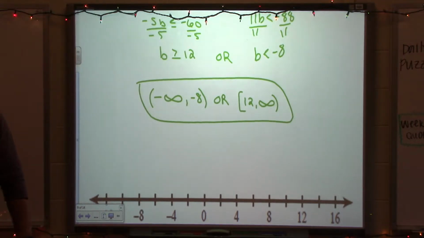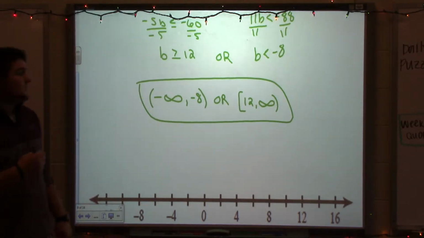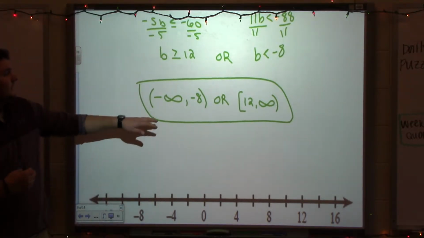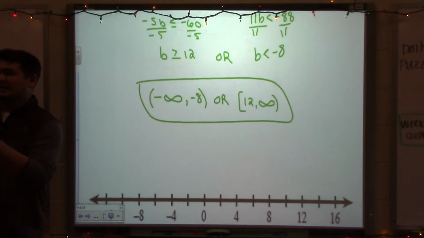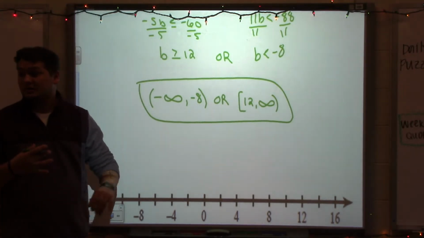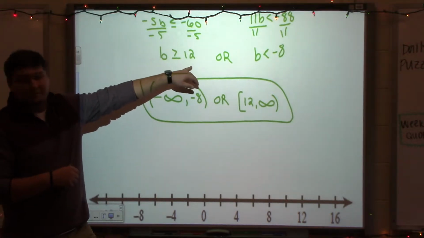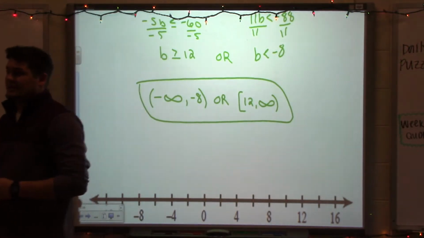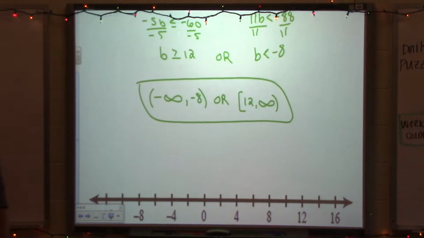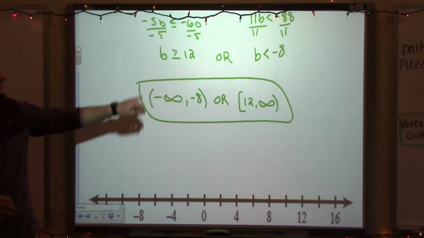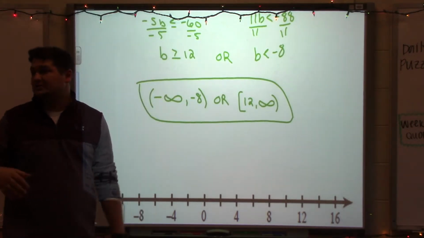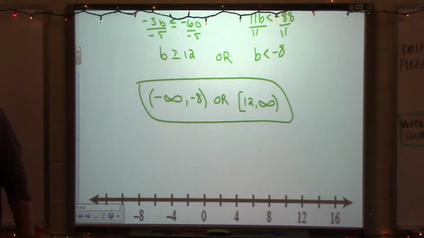So it can't be parentheses, negative 8, comma 12, bracket? That doesn't work. No, because what happens is you're saying that we're taking numbers between negative 8 and 12. You're saying 10 would work. Well, is 10 greater than or equal to 12? Or less than negative 8? No. If it was an AND statement where we were talking about B is less than or equal to 12 and B is greater than negative 8, then that would work. But we're doing two different sides here.